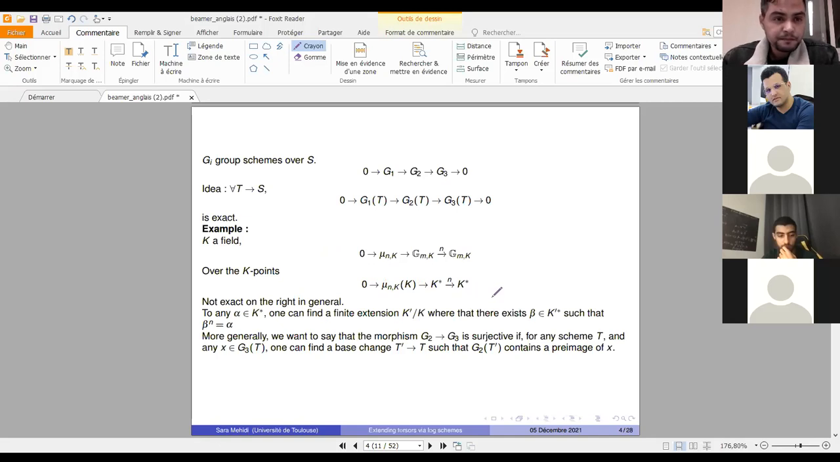This is not surjective because if I take an element alpha in K, there is no reason to find beta in K such that beta to the power n is equal to alpha. But we can always find a finite extension of K which contains a preimage of alpha. So if I take alpha in K star and I take K prime to be this field, this is a finite extension of K, and this contains a preimage. Well, no, sorry.